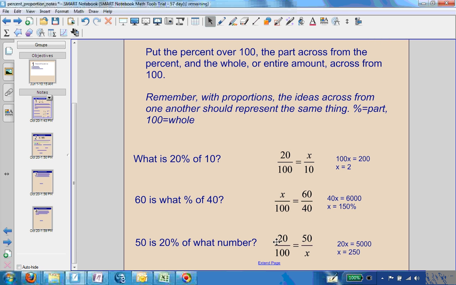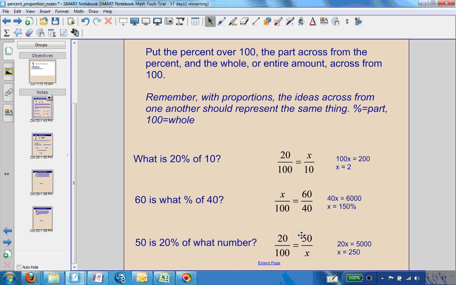We're going to cross multiply. 20 times x equals 50 times 100, which is 5,000. We're going to divide both sides by 20, and x is 250. So what we found out is that 20% of 250 gives us 50.